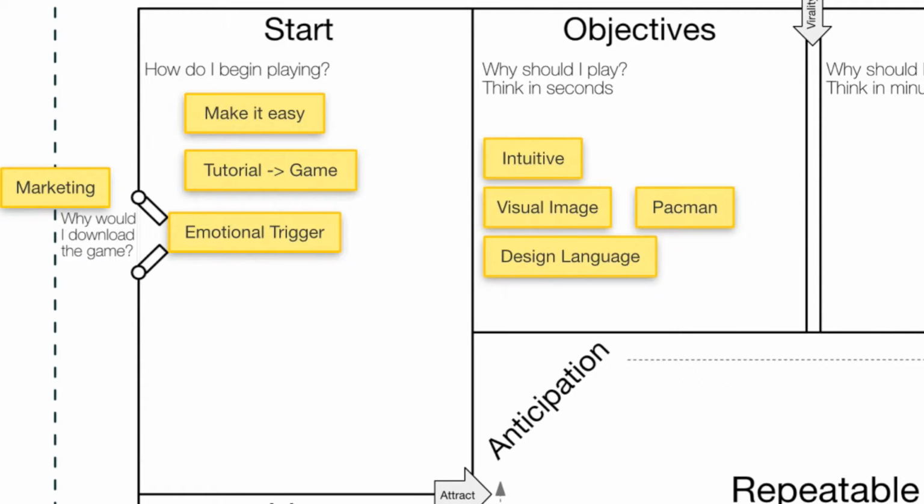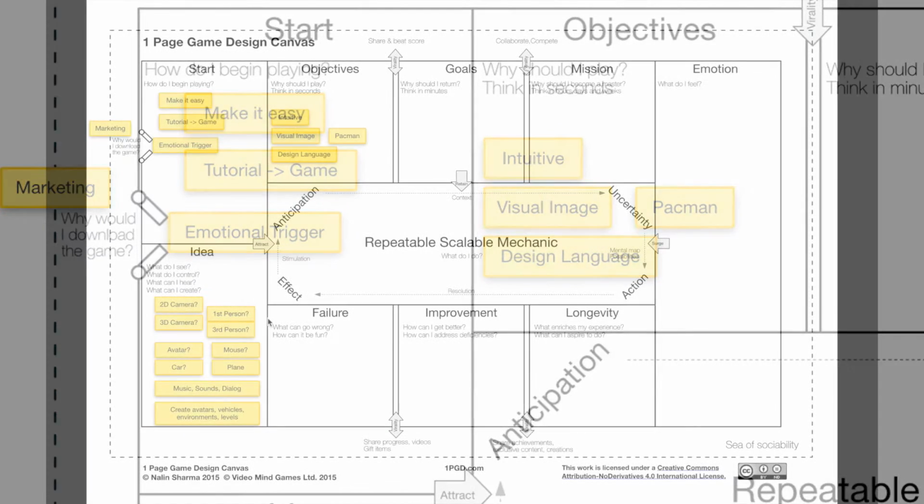You think about a visual image like Pac-Man, it's very obvious that you need to start clearing those dots. And we as designers can take advantage of a design language where people are familiar with thousands of games without even knowing it, and we can leverage that existing knowledge to make those objectives simple and more intuitive.